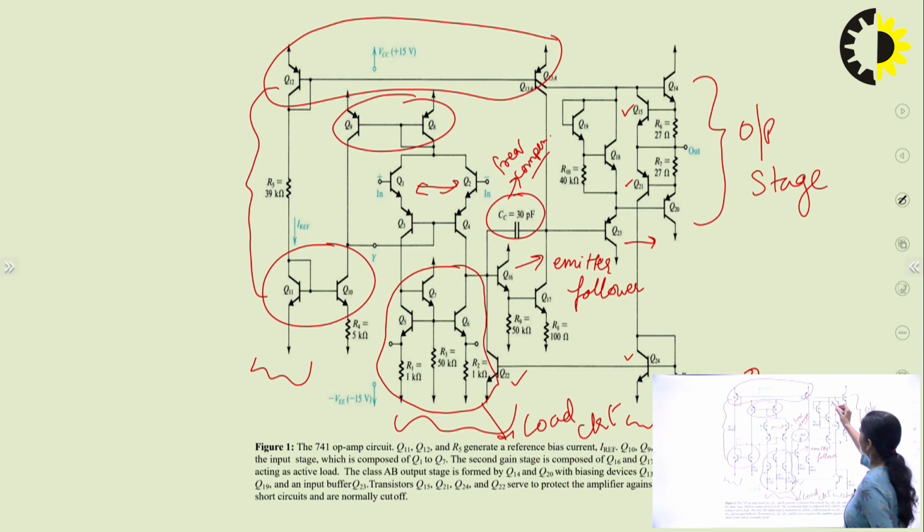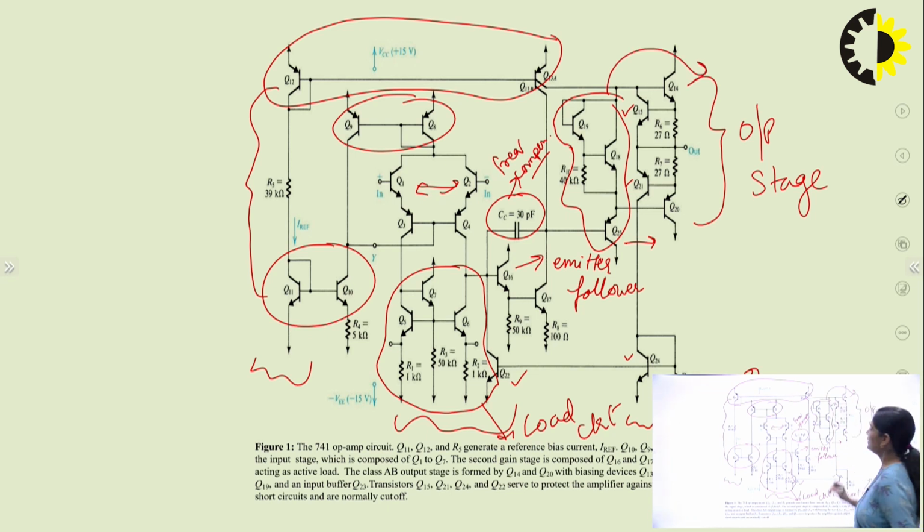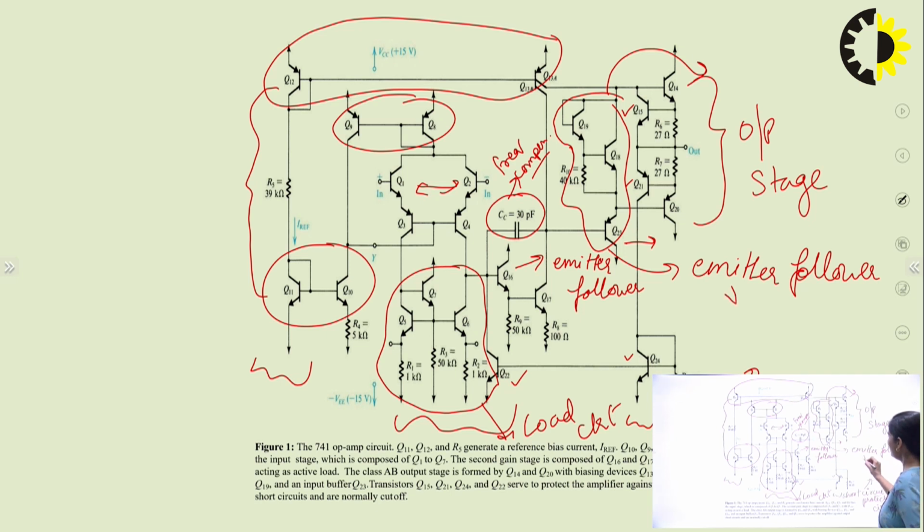Now here Q19, Q18, Q23 also work as part of the output stage. Q23, you can say, is also an emitter follower. It works as an emitter follower and it avoids the load of this second stage.